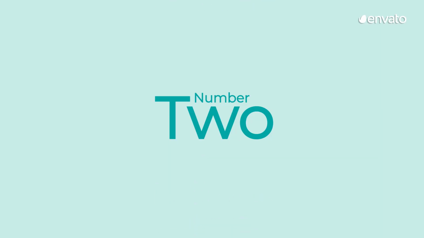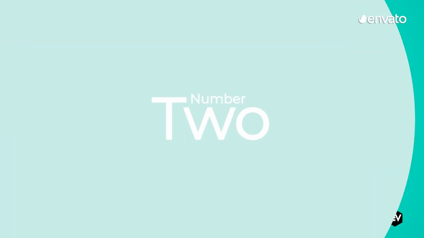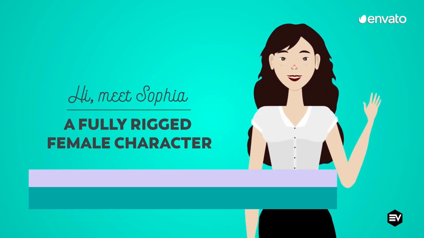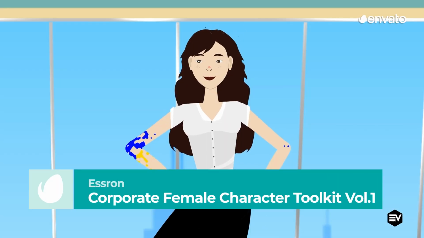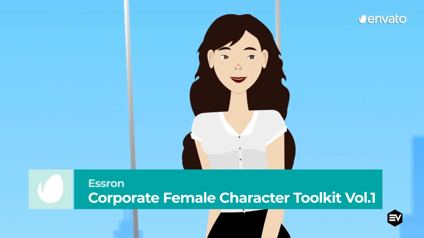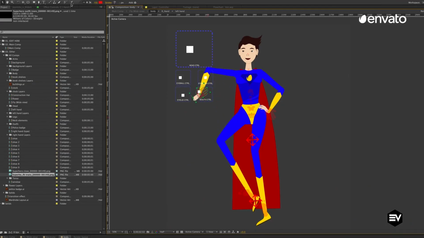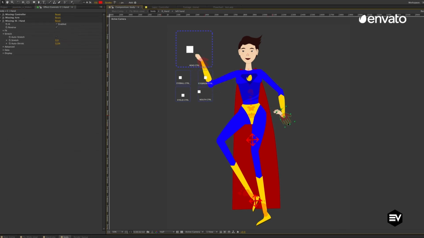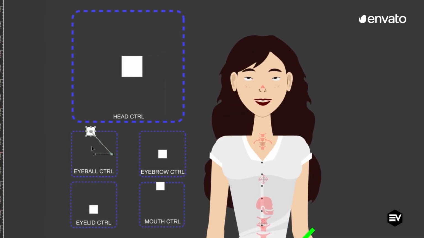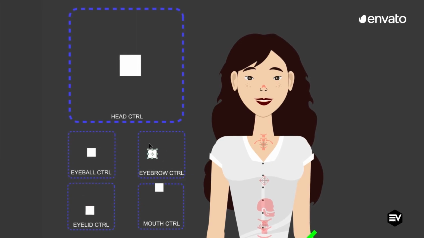Number 2. Corporate Female Character Toolkit Volume 1 by Esron. Highlight the power of women in the workforce with this modern, fully customizable female character animation kit. Personalize facial features, hairstyle, and color, and other aspects to show your character in a professional corporate setting.